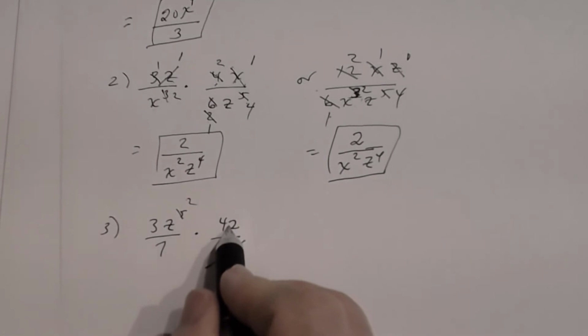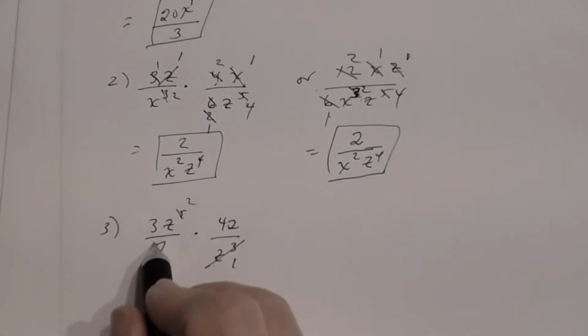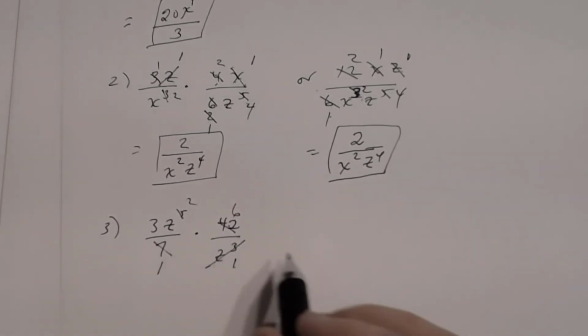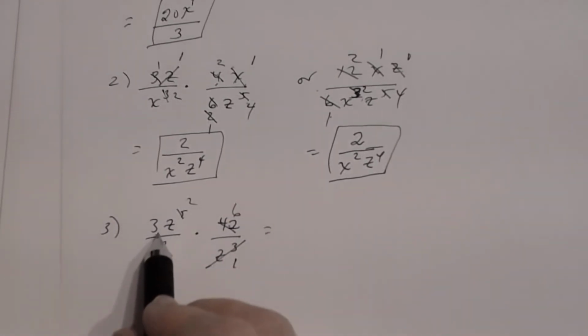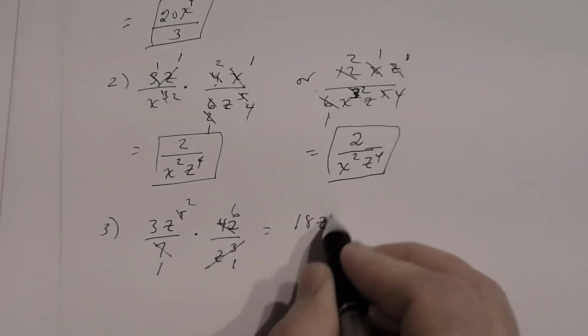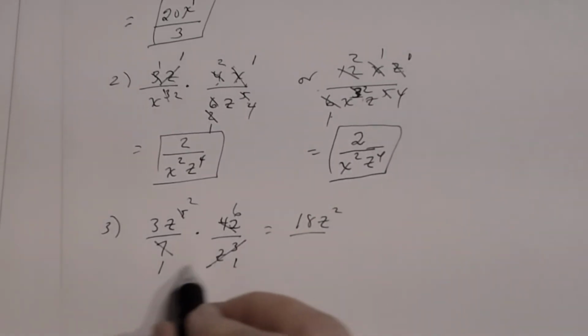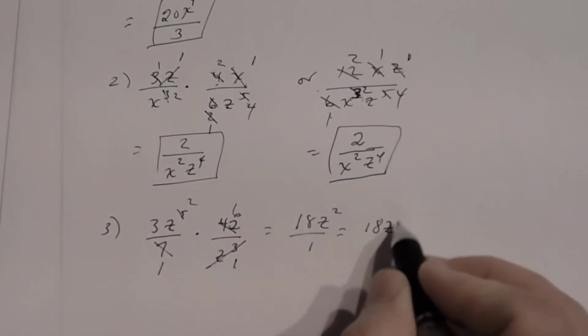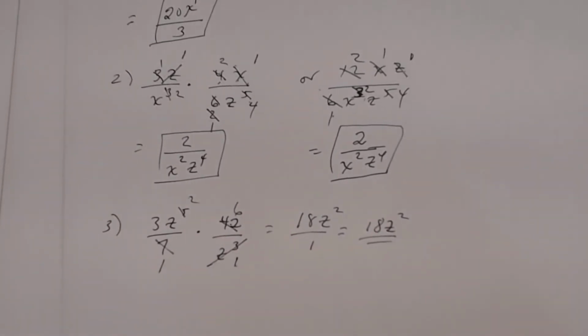And then for 42, that's going to reduce with the 7. So 7 into 7 is 1, 7 into 42 is 6. So I get 3 times z squared times 6 is 18z squared, divided by 1 times 1, which is 1. So that just gives me 18z squared.